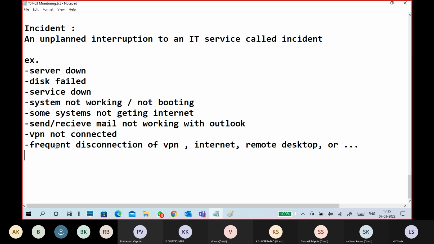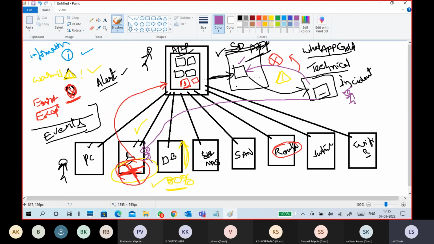Okay, so what to do if an incident happens? As I said, an incident has happened. What to do? You have to fix it. The information is forwarded and received here, saying what incident has occurred. Then what will this person do? Fix it.